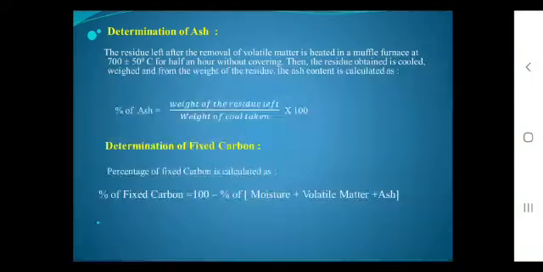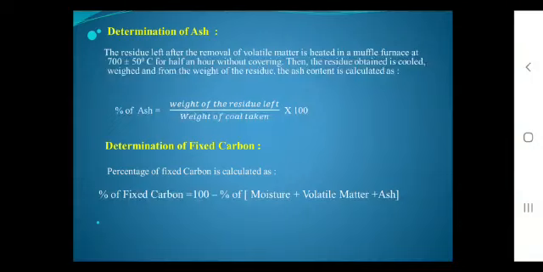Now, determination of ash content. After removal of moisture and removal of volatile matter, the residue left is heated again in a muffle furnace at about 700 plus minus 50 degrees Celsius, and the time required is half an hour without covering, because all the volatile matter as well as moisture is removed.